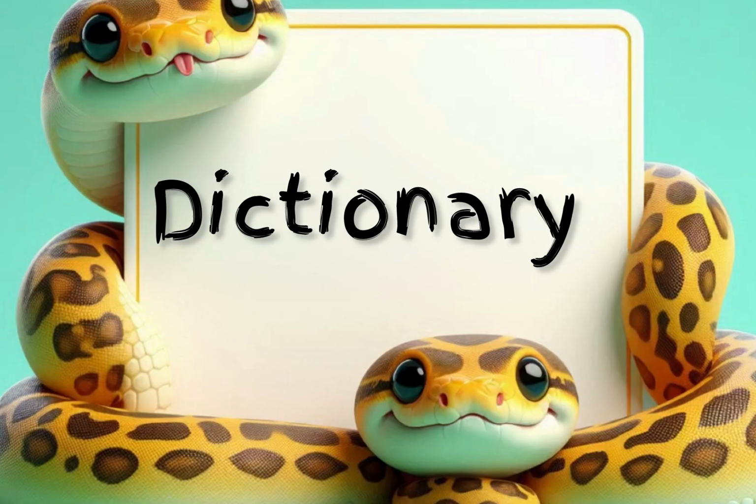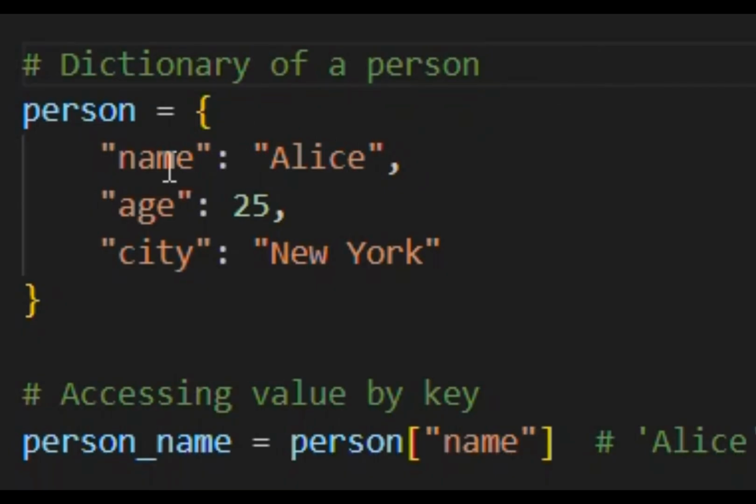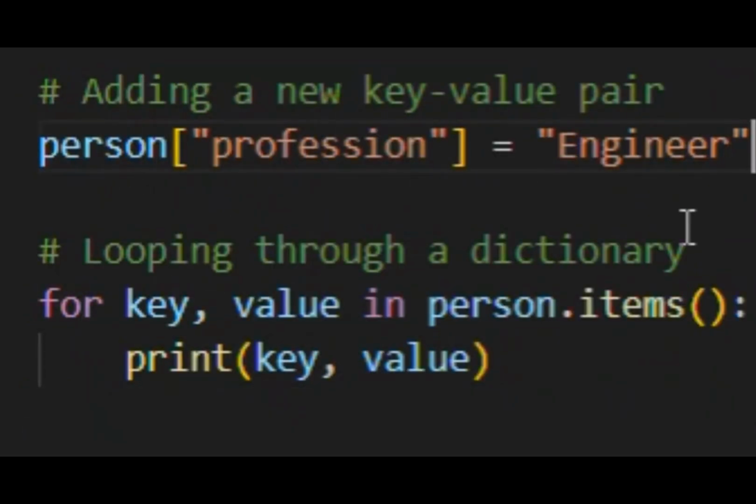Finally, we have dictionaries. A dictionary stores data in key-value pairs. Each key must be unique, and it's an excellent way to organize related data. You can access a value using its key. Dictionaries come with a wide range of methods, like dot items, to loop through keys and values, and you can add or modify entries as needed.